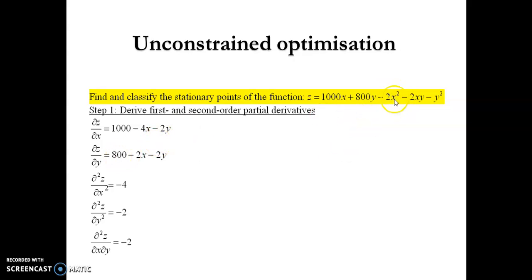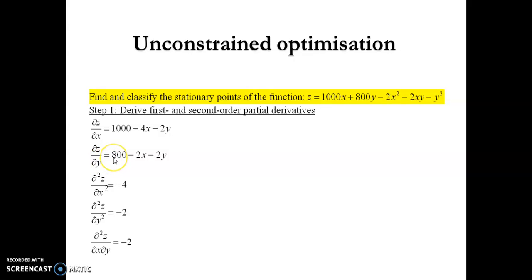Here I've got a term that only has x, so I treat that as a constant and it will differentiate to 0. Here I have a constant multiple, so the y has a power of 1, so if I differentiate that, it's going to be 1 times minus 2 times x, y raised to the power of 0, so I'm left with minus 2x. And here, if I differentiate that, I've got minus 2y. So we now have our first order partial derivatives with respect to x and with respect to y, respectively.